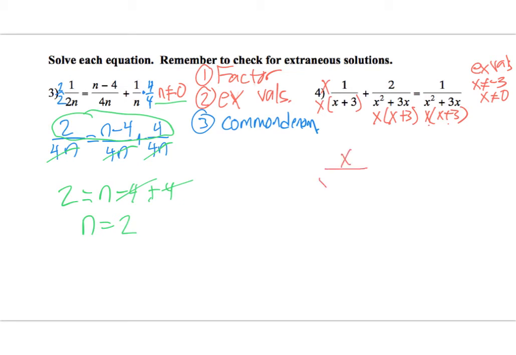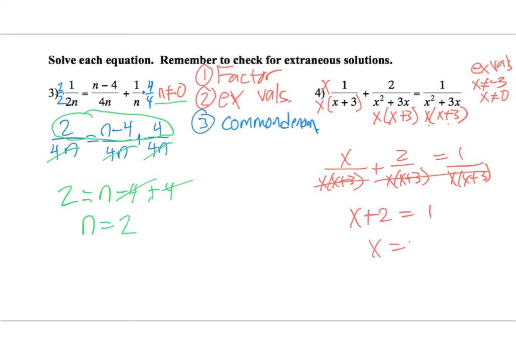So when I find common denominators, I'm going to multiply that by x over x, leaving me with the equation x over x times x plus 3 plus 2 over x times x plus 3 is equal to 1 over x times x plus 3. Since all three denominators are now the same, we can get rid of those. We're multiplying by that to cancel them out. And we're left with x plus 2 is equal to 1. Solving that, we get x is equal to negative 1. That's not one of my excluded values, so we are okay.